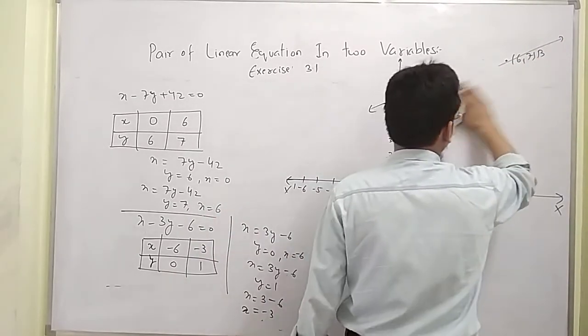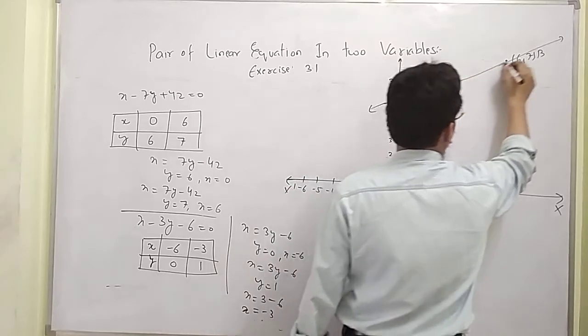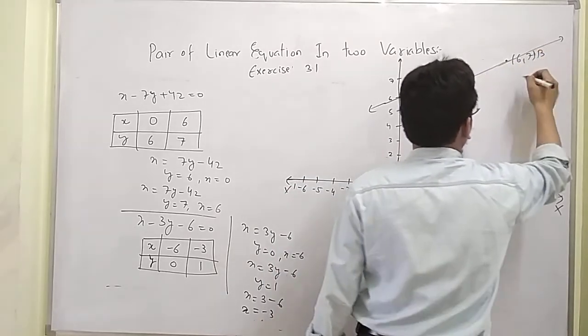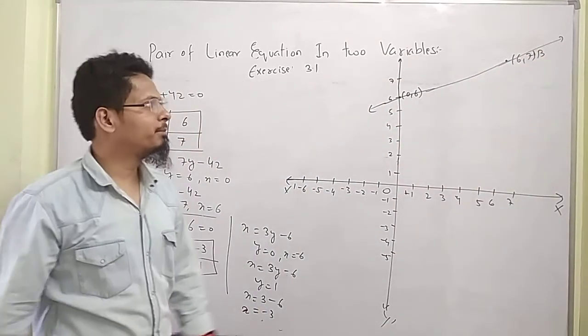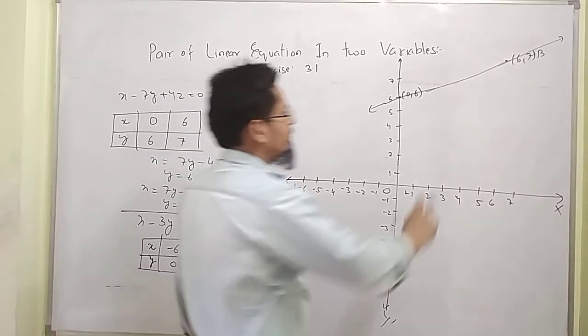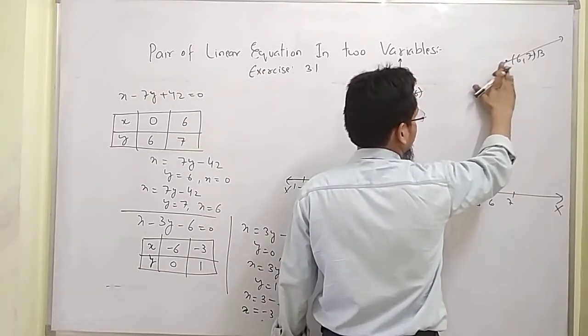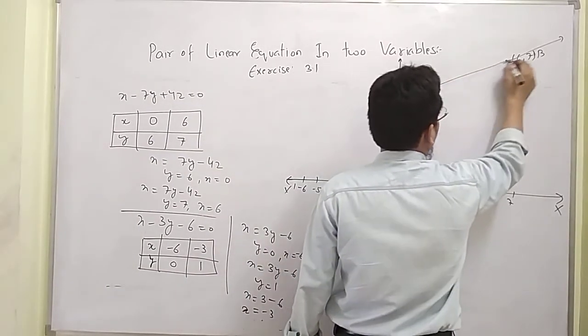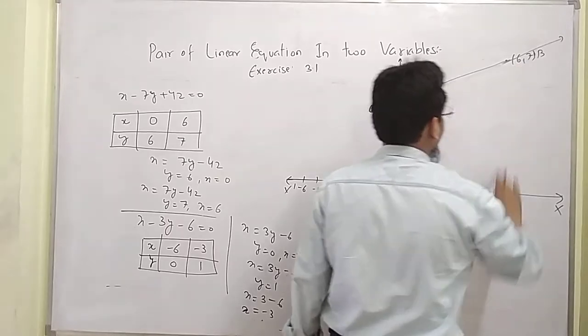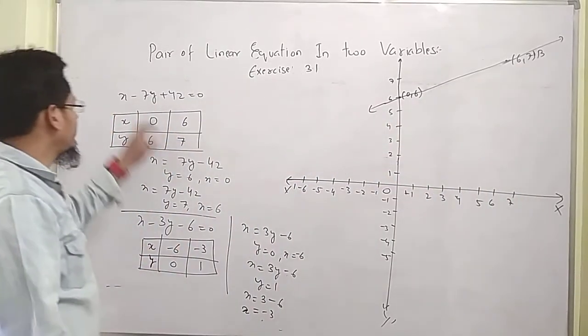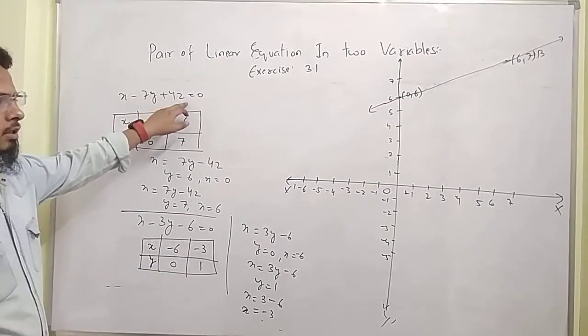As you can see, it is a straight line, not a curve. The scale is not there actually, I am doing it roughly here. So we are getting a straight line. This first line I have drawn is the line x minus 7y plus 42 is equal to 0.